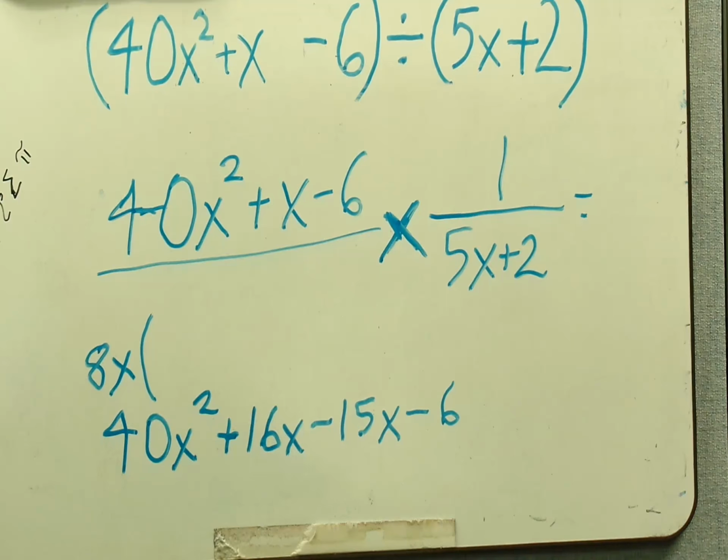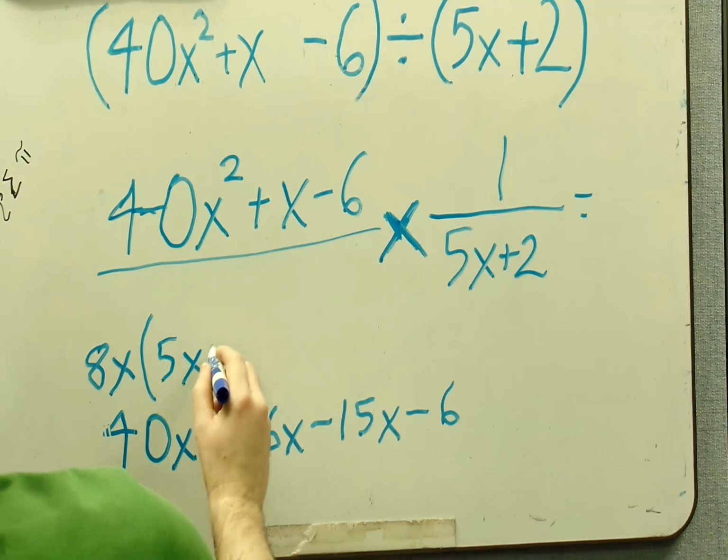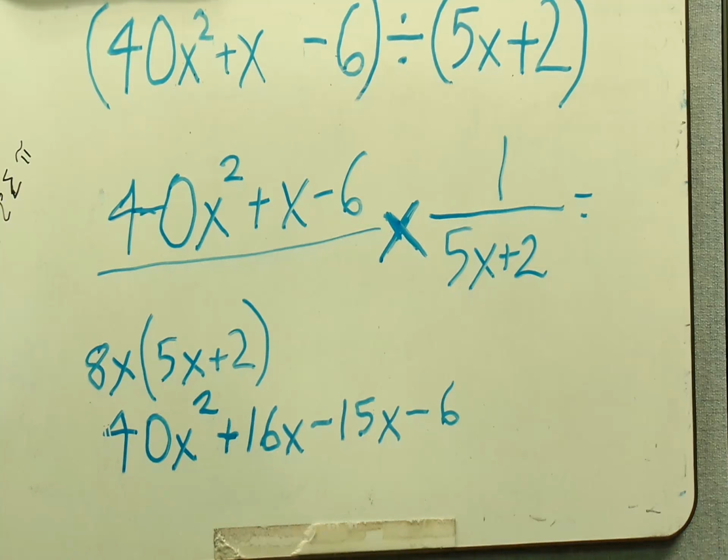Now 40x squared divided by 8x is a 5x. Then 16x divided by 8x is a 2. So we're going to write down 5x plus 2. So we have that factored out. We factored out the 8x. Now let's factor the negative 15x and the negative 6.